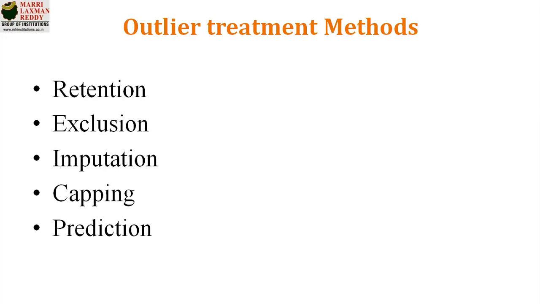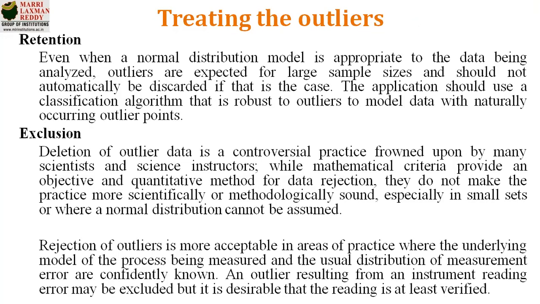Now let's see one by one what actually these outlier treatment methods are. First one is retention, which is a very common scenario. Even when a normal distribution model is appropriate to the data being analyzed, outliers are expected for large sample sizes. So this is a very important point. Whenever you are having a large data set, there will be many outliers, and they should not automatically be discarded, because that value can be retained, or it can be useful for any further analysis.